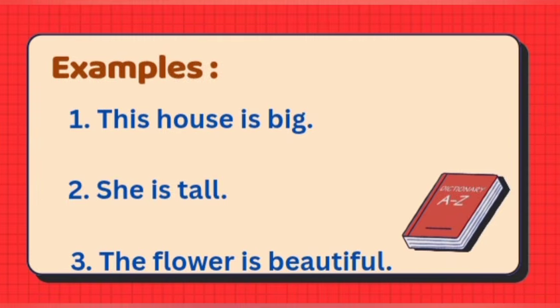Number 3. The flower is beautiful. Here again we are talking about one flower. How is the flower? The flower is beautiful. So when we are describing one thing, then we use this positive degree.